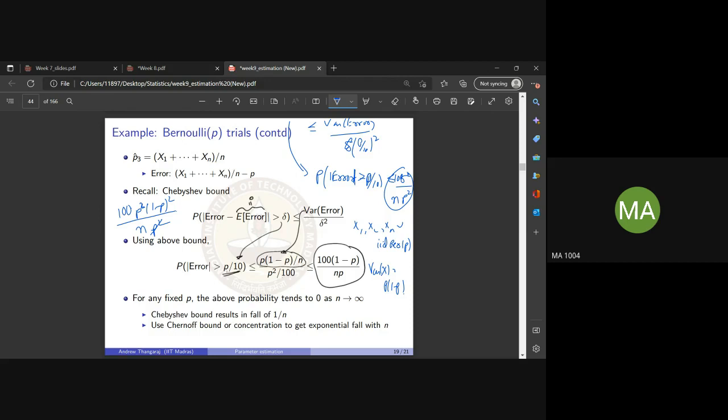Sorry, this is p into 1 minus p. Now you will get here p. So what is this? This is 100 times (1 minus p) by n p. This is the bound that you get on this error. From here you can see that n is in the denominator, and as n tends to infinity, the probability that mod of error is greater than p by 10 will go to 0.